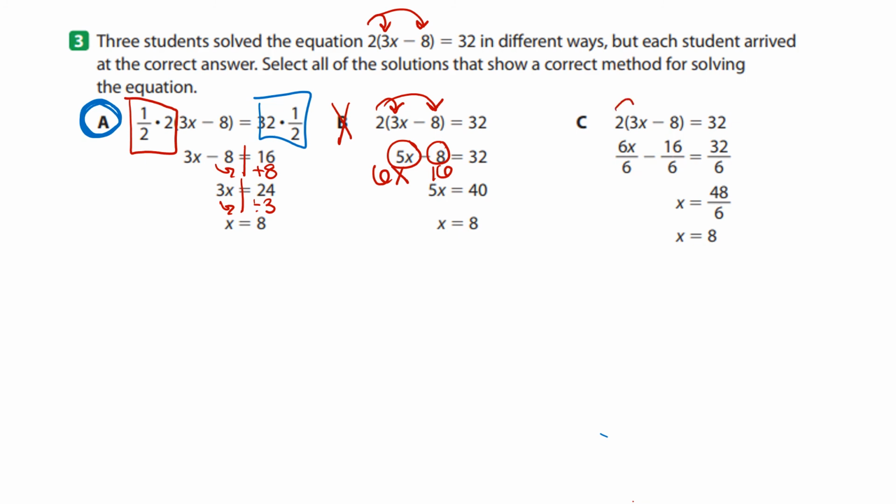Letter C, they started by distributing. 2 times 3 gave them 6, and 2 times 8 gave them 16. They went ahead and divided first. Normally, our last step is to divide last. They went ahead and divided first, dividing all of their numbers by 6, and then combining like terms to get 48 over 6. Either method is fine. They still get you the same answer. B is the only one that was solved incorrectly.